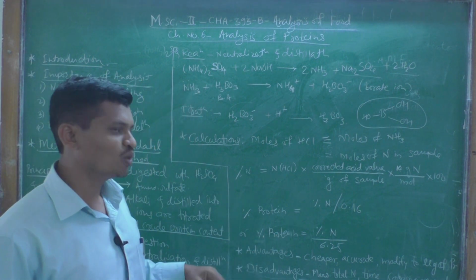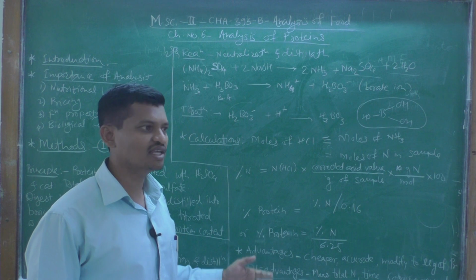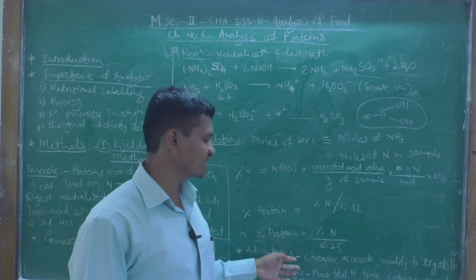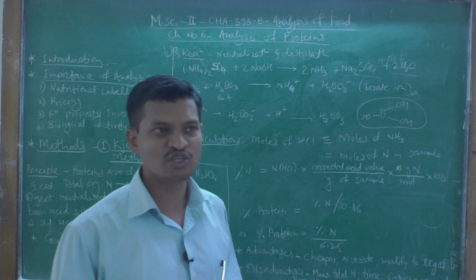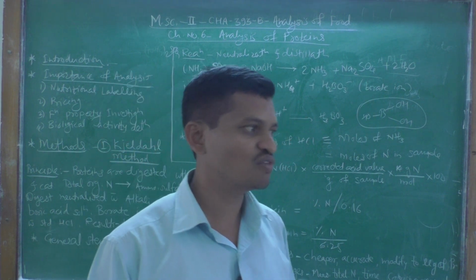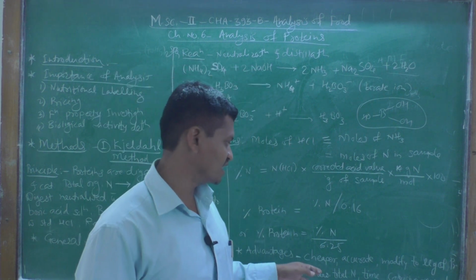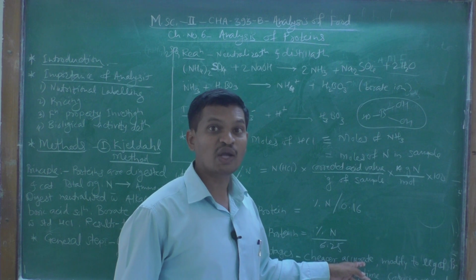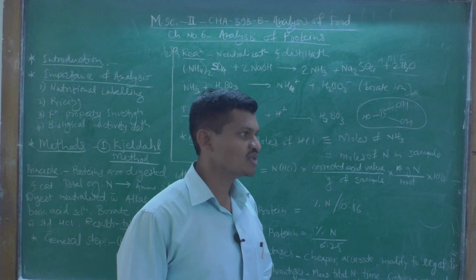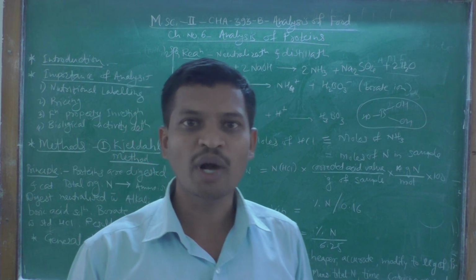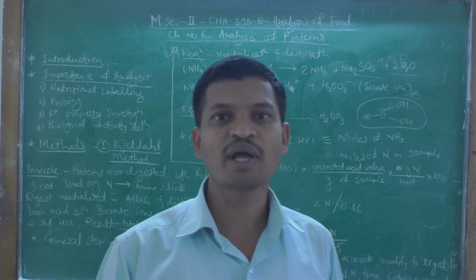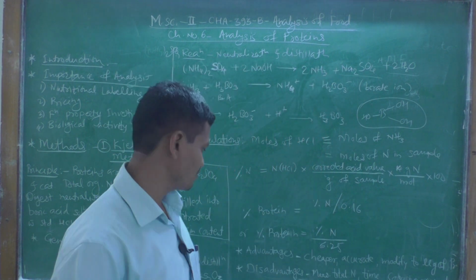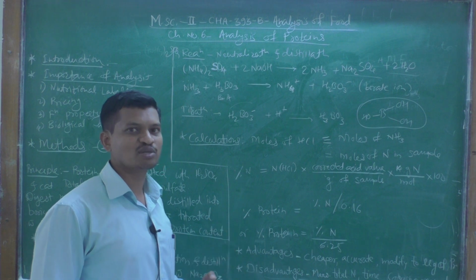What are the advantages? The advantages are very superior: this is one of the cheapest, very inexpensive methods for protein and nitrogen content analysis. Then it gives accurate results. The third one is it can be modified to measure microgram nitrogen content or microgram protein content of the food sample. Then there are some disadvantages of this Kjeldahl method.